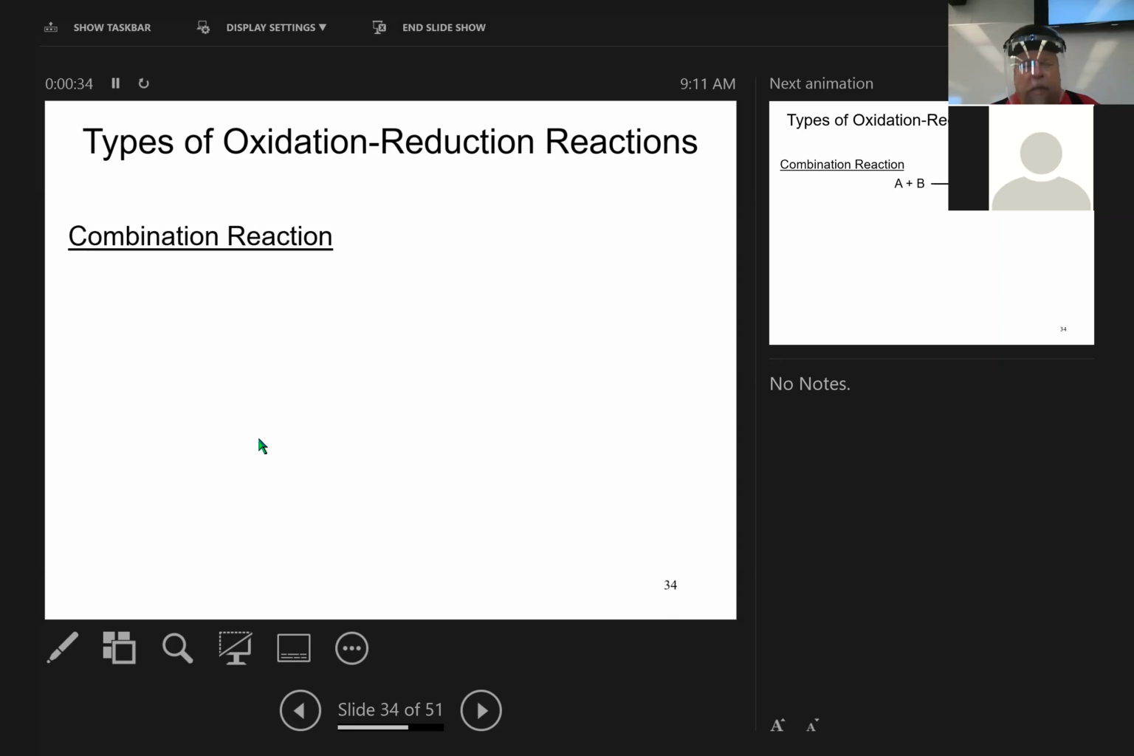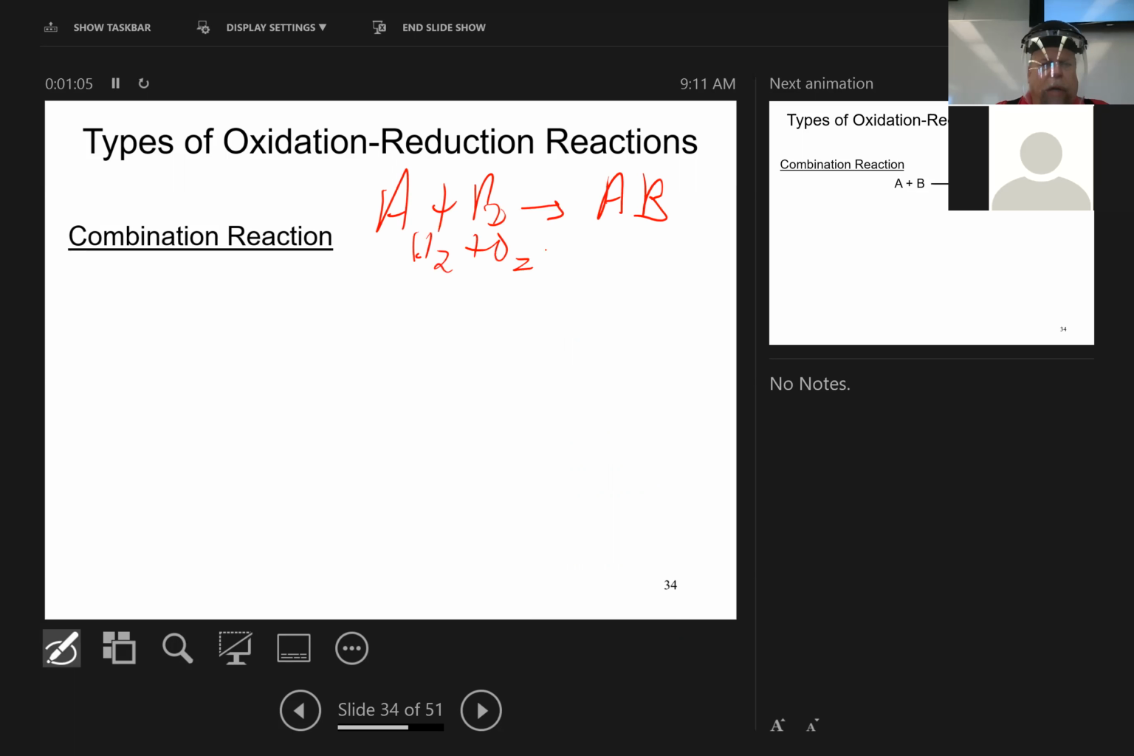So essentially, when you have a combination reaction, it's like A plus B goes to AB. An example of that would be hydrogen plus oxygen goes to water. Very straightforward one, okay? And then you balance it. So that's a combination reaction. It's also called a synthesis reaction. Synthesis is the other name, and it all depends on the book you're dealing with.